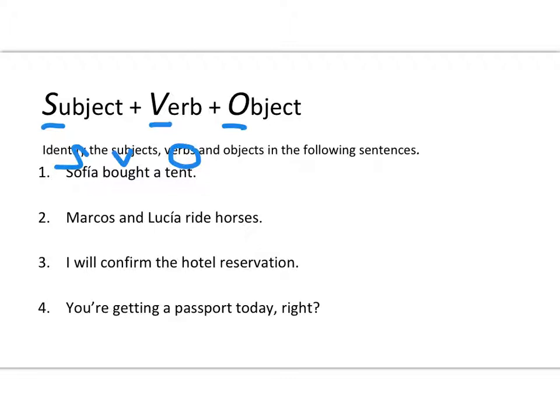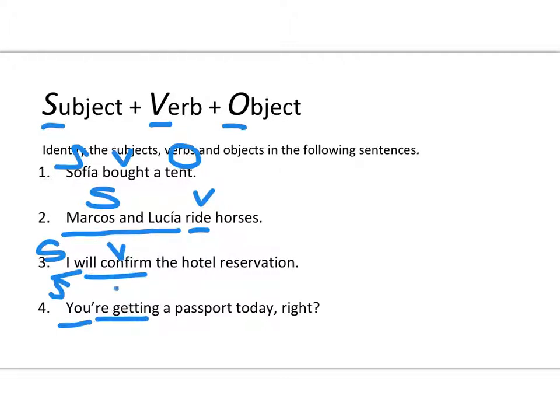Número 2, subjects. Marcos and Lucia. You know me, I like to focus on one thing at a time. So, número 3, subject. I. Número 4, subject. You. Okay, now let's do the verbs. Número 2, right. 3, will confirm. Y 4. Are getting, which is a contraction. We don't have that in Spanish, but it's obvious to us in English.